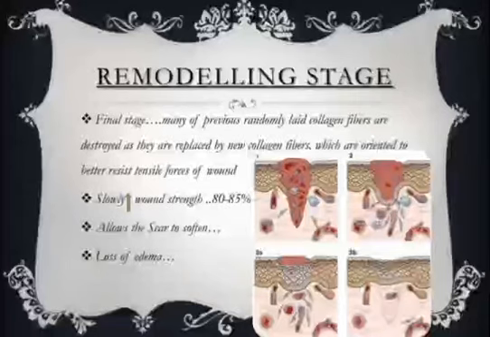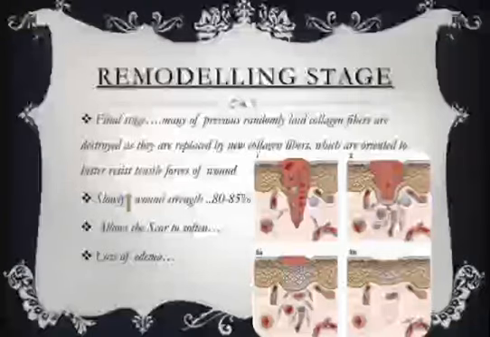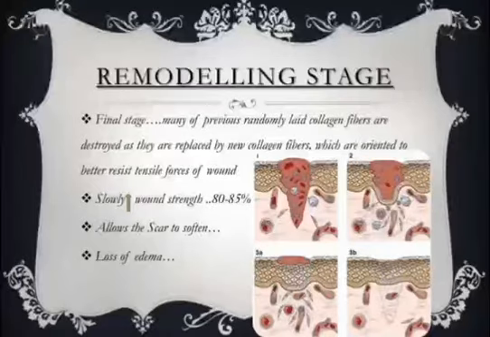Many of the previous randomly laid collagen fibers are destroyed as they are replaced by new collagen fibers, which are oriented to better resist the tensile forces of the wound. Here, this process will be slow, and the wound strength is nearly 80 to 85%. They allow the scar to soften. There will be the loss of edema in the remodeling stage. In time, the vascularity diminishes and the wound erythema fades.